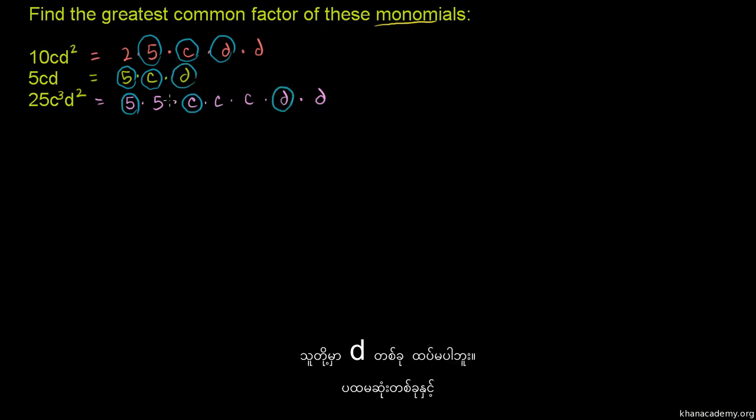Now, they don't all have a second d. Only the first one and the third one have a second d. And they don't all have a second or third c. Only this last one has a second or third c. So we're essentially done. The greatest common factor is 5cd.